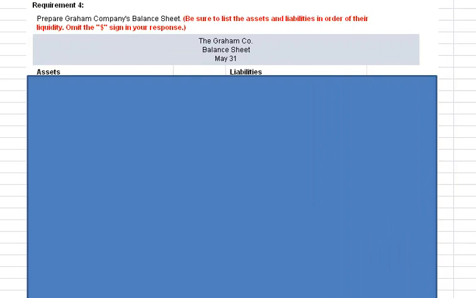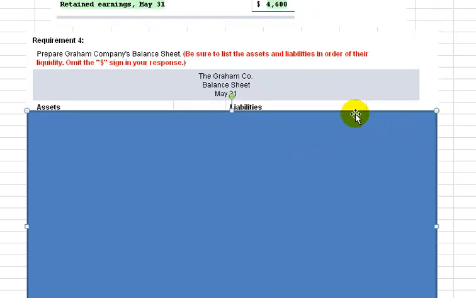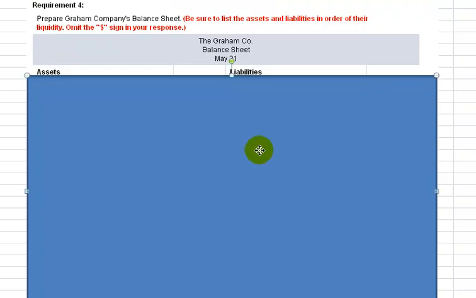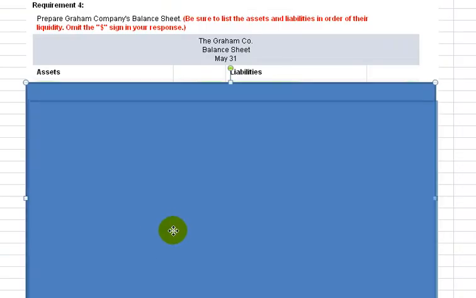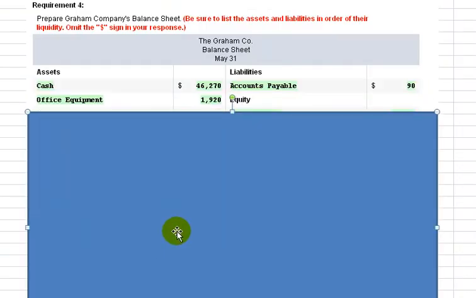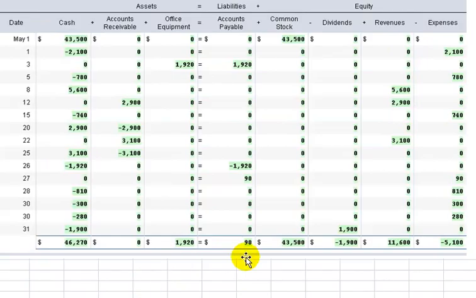Next we work on requirement 4, which asks us to put together the balance sheet. And we will need that ending retained earnings that we just calculated. Now, let me slide up to produce the balance sheet. Now what we do is we figure out what's the balance in our assets, 46,270, office equipment of 1,920, and we jot those in under assets, right? There's our office equipment and our cash.